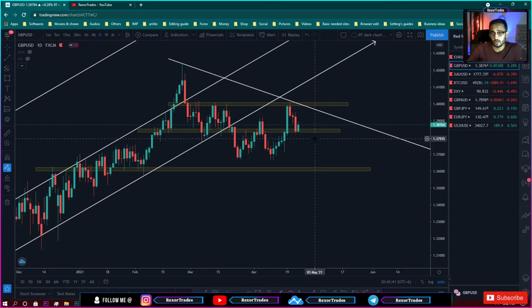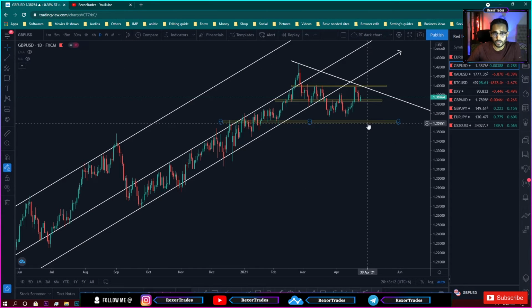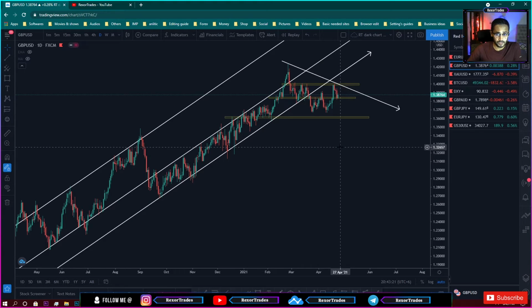That's when we're going to look for some short entries on GBPUSD, or else we're going to wait for the price to see if it breaks below or if it breaks above this zone, in hopes of the price reaching towards this important zone over the next couple of days. So that's my analysis on GBPUSD for now.